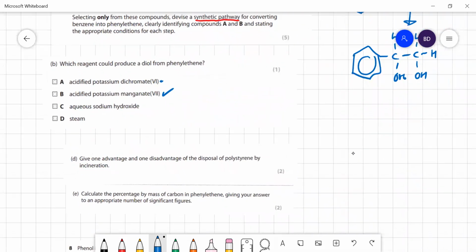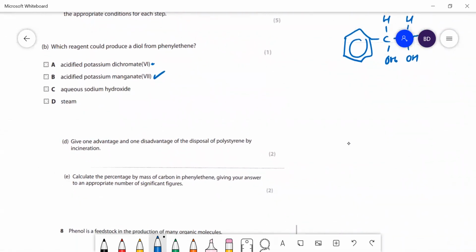Okay, so this is not really a chemistry question so much. One advantage and one disadvantage of disposing of polystyrene by incineration. I would say the advantage is no landfill. Disadvantage: if you don't burn it at a high enough temperature, you can get toxic organic compounds. If it's not burnt at a very high temperature, you produce organic compounds, some of which will be toxic.